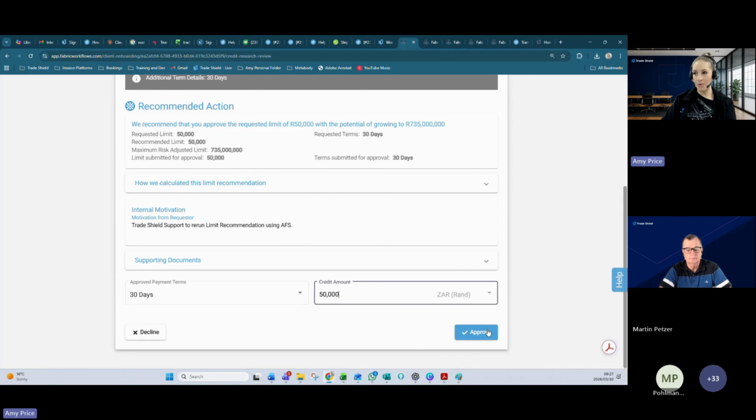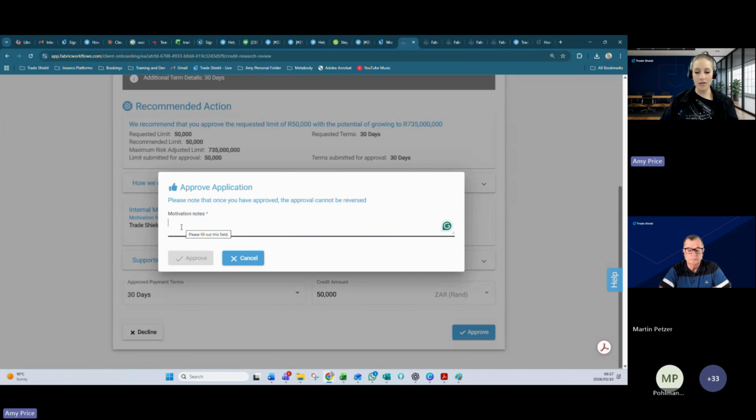And then when I click the approve button, here's my turn to say, I checked the supporting documents and cross-referenced to the credit report. I don't see anything alarming or missing.